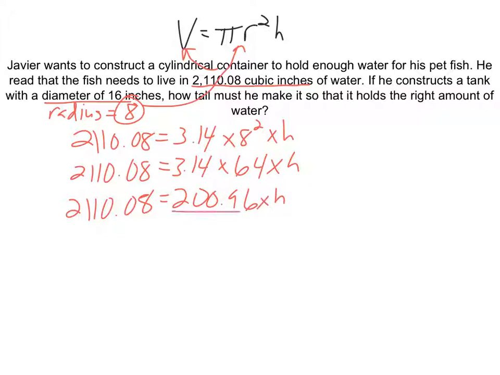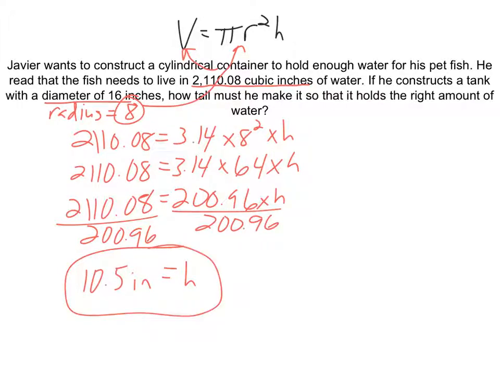And then to solve for h, I divide both sides by that 200.96. And if I do that, I get an answer of 10.5, and my label is inches. So I would need it to be 10.5 inches tall.